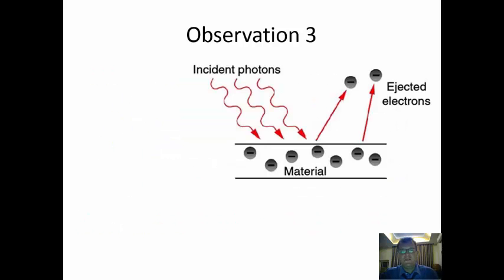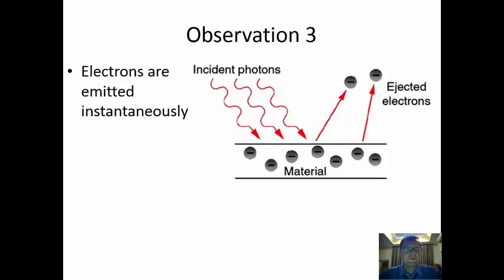The third observation is that when incident photons were fired at a material, electrons were emitted instantaneously. Now this tells us that there's no time for a build-up of energy, no idea of the energy being pumped in by these photons of light until eventually reaching enough energy to escape. The instantaneous means that there's no time for this build-up of energy.